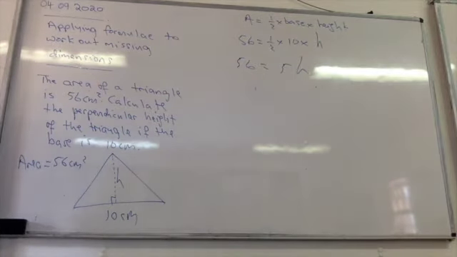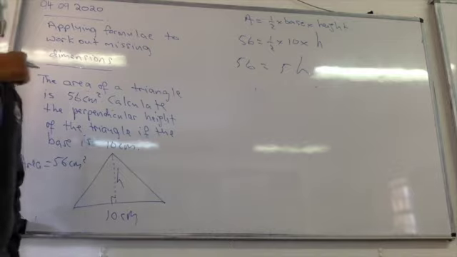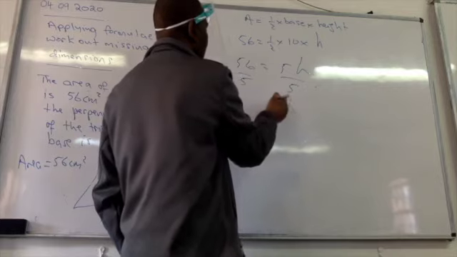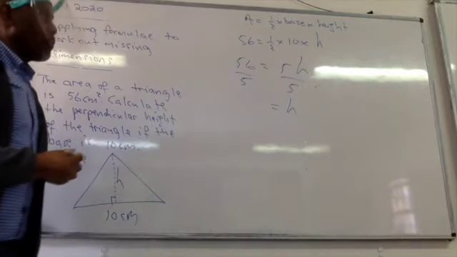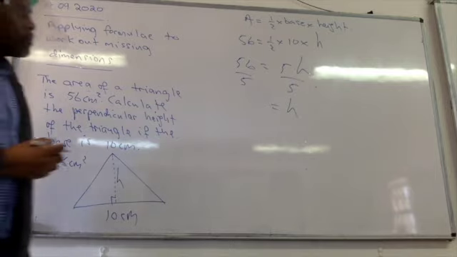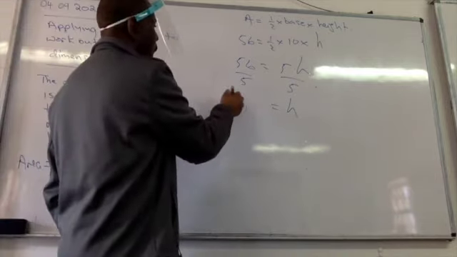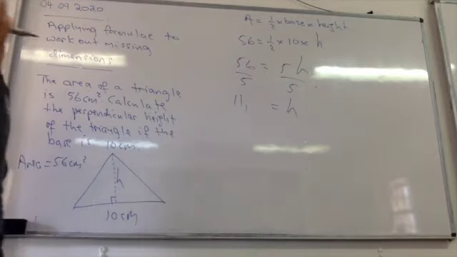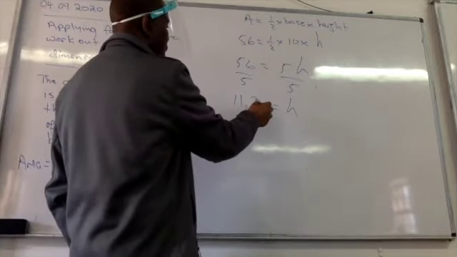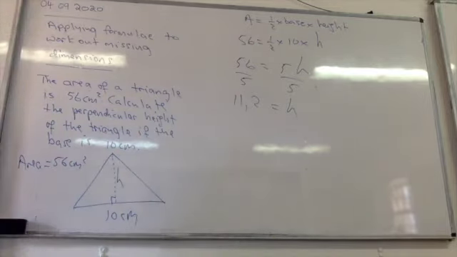Right, and then to get h, divide by 5. So divide both sides by 5. So the perpendicular height should be 56 all over 5. Can you give me that answer maybe as a decimal fraction? Let's make it one decimal place. What do you get? 11 comma. As a decimal fraction correct to one decimal place, that should be 11 comma 2. Okay, so that's 11 comma 2.